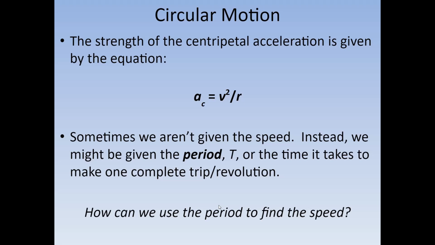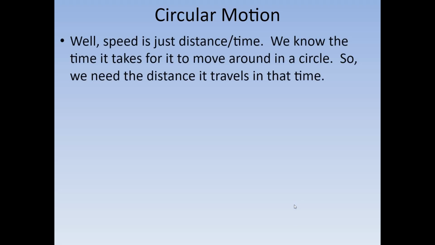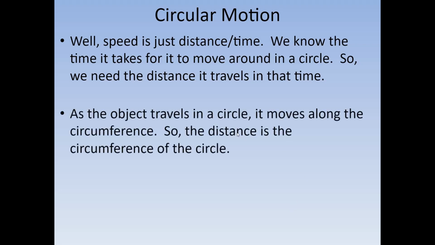We can use velocity equals distance over time, because remember we're talking about uniform circular motion, which means that the velocity is constant and the speed is constant. So we can use the average speed equation. We take the distance to be the circumference of the circle, or 2 pi r, and divide that by the period. If we use this equation in conjunction with the v squared over r equation, we can use the period to find the acceleration.